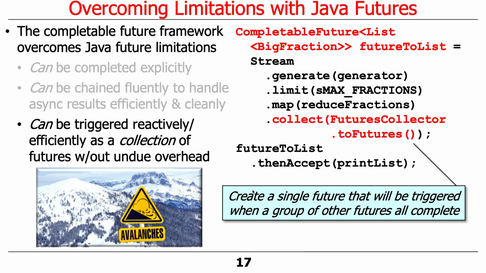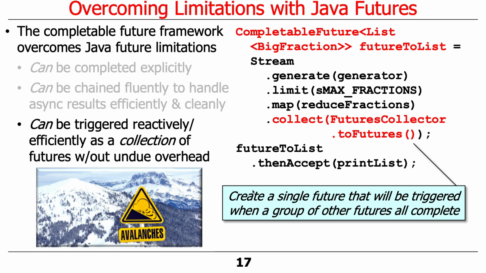You can trigger the futures reactively and efficiently using a collection of futures without any additional overhead or complexity from your programming perspective. This, again, is something you just couldn't do at all with classic futures. So here's a really interesting example. We'll look at this example in more detail as we go through the slides. This example generates a stream of random BigFractions, up to this amount. It goes ahead and multiplies the BigFractions by some constant, which is also a BigFraction.